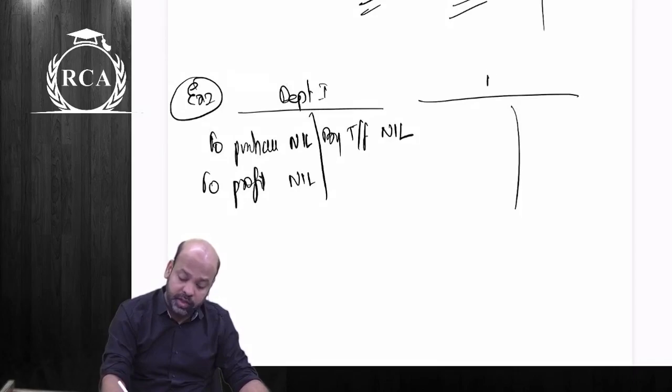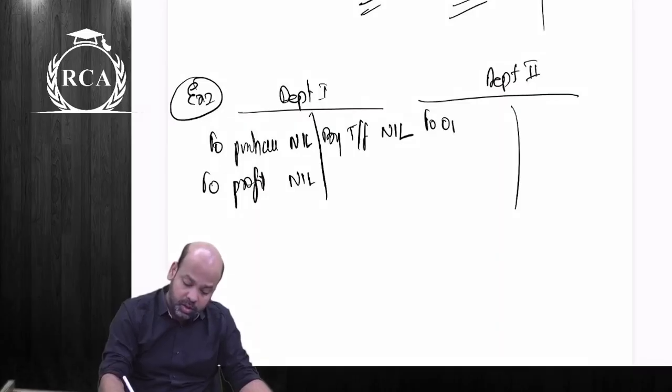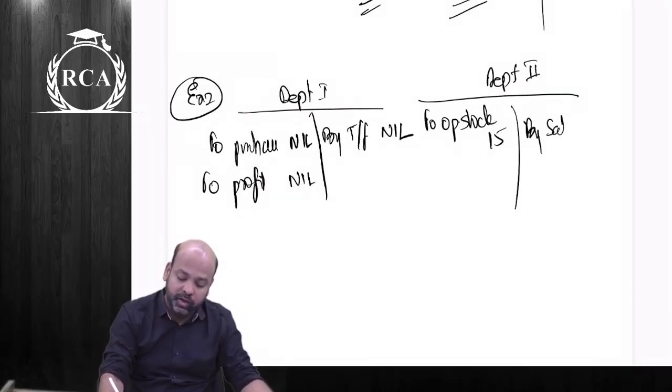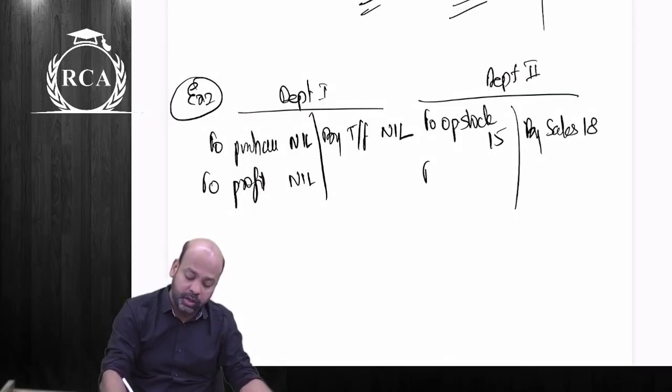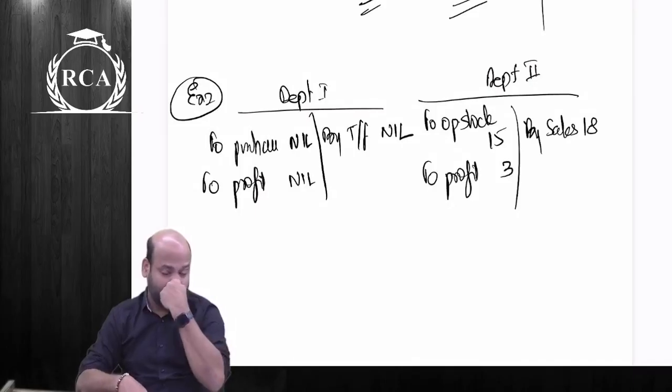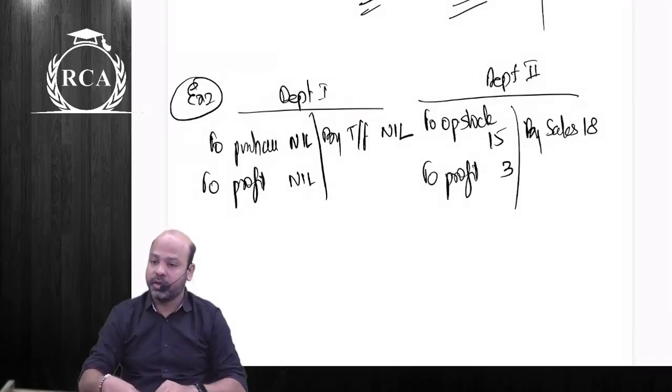Department 2 as such, guys, has an opening stock of how much? Kitna hai opening stock? Continuation of the previous example, beta. 15 rupees. Let's say beta department 2 beta sells it for 18 rupees. What is the amount of profit that department 2 will book? 3 rupees. What exactly is the profit made by the company? 3 rupees or 8 rupees?